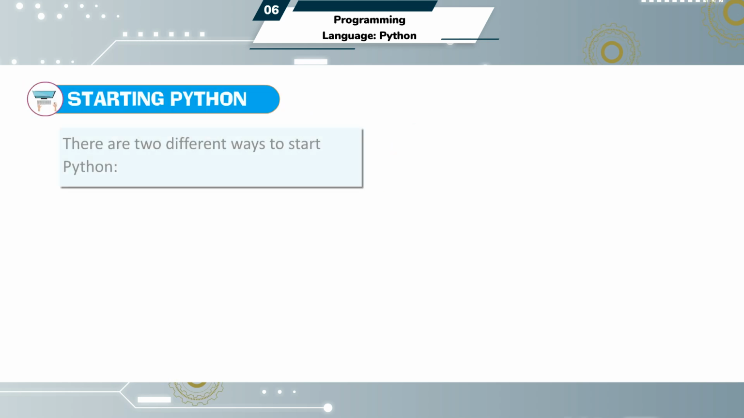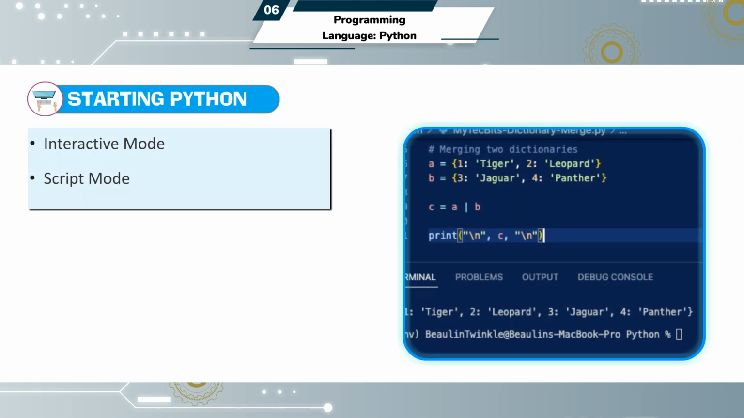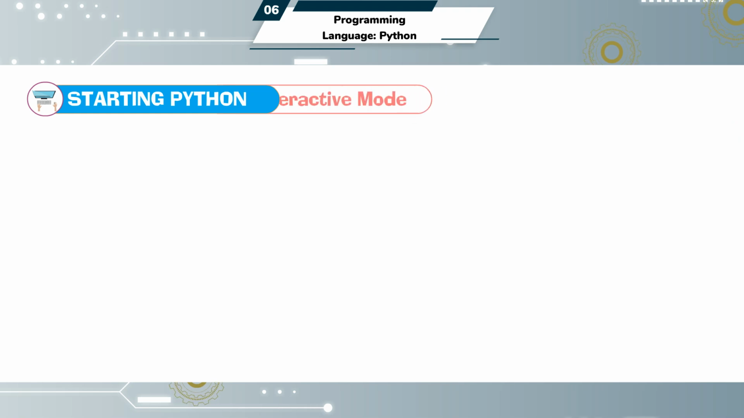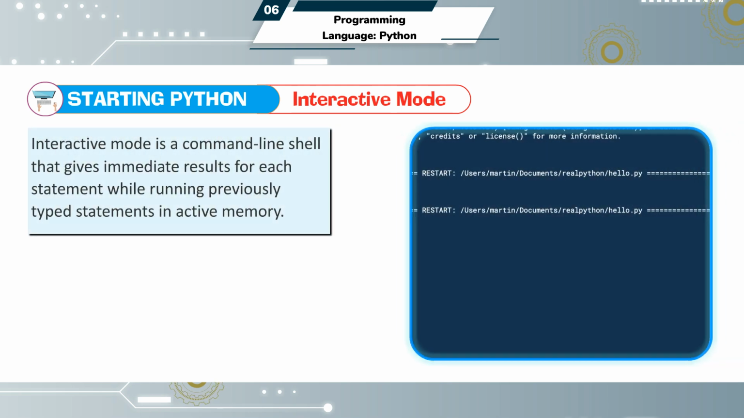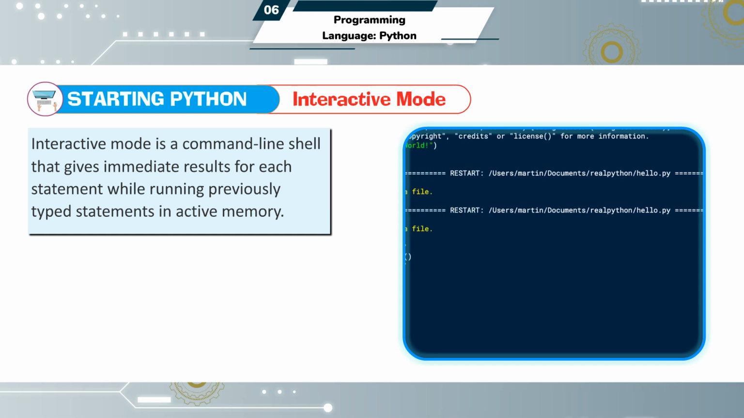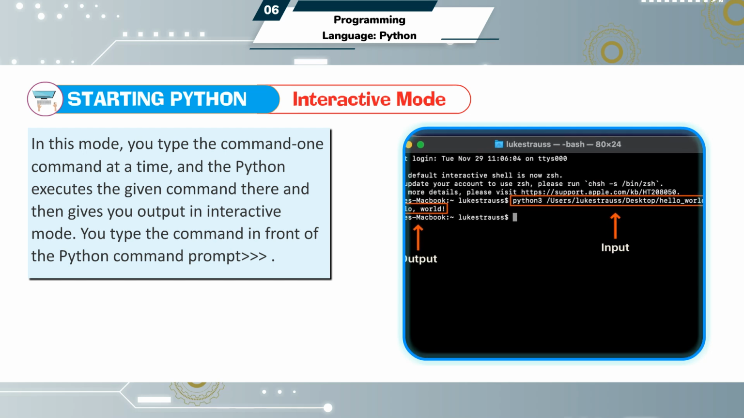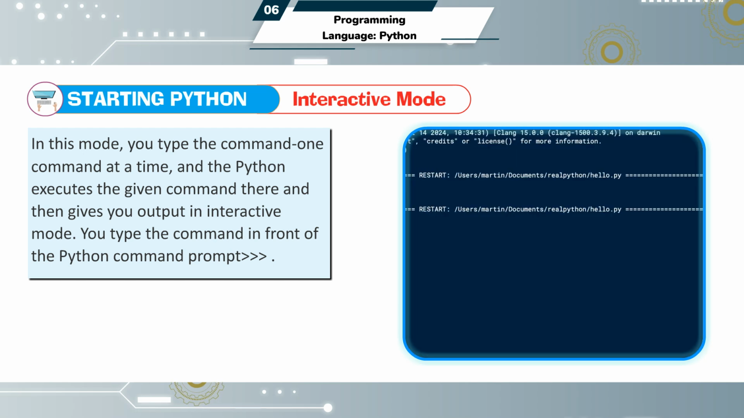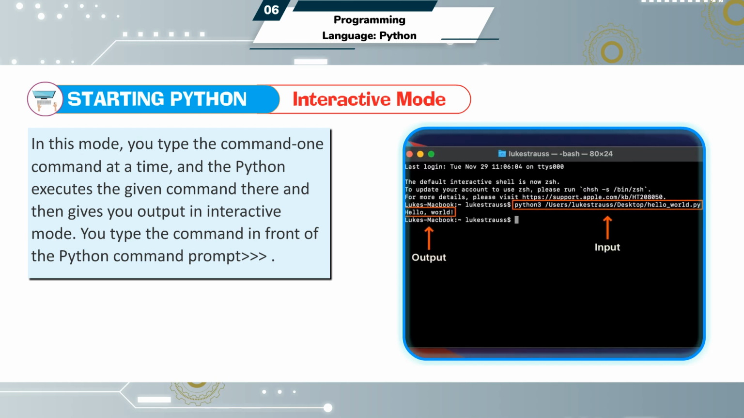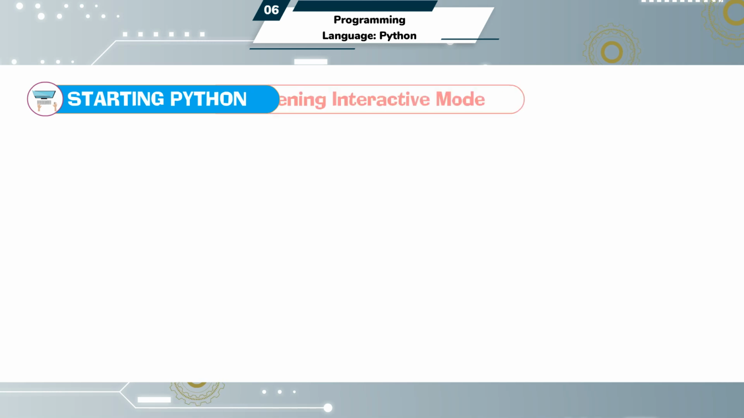Starting Python. There are two different ways to start Python: interactive mode and script mode. Interactive mode. Interactive mode is a command line shell that gives immediate results for each statement while running previously typed statements in active memory. In this mode, you type one command at a time, and Python executes the given command there and then gives you the output. You type the command in front of the Python command prompt.